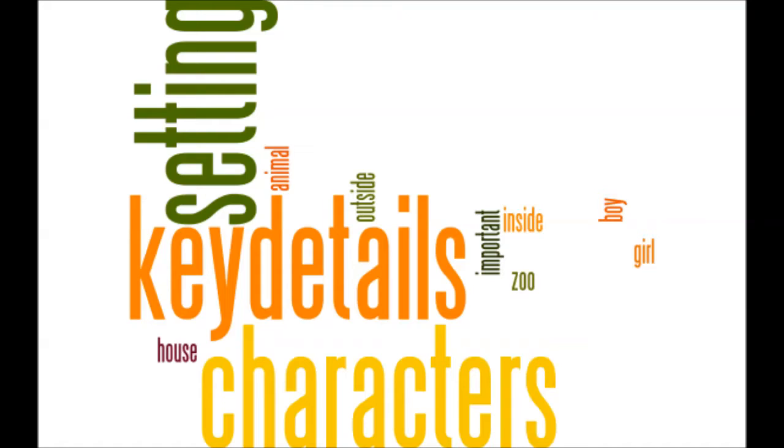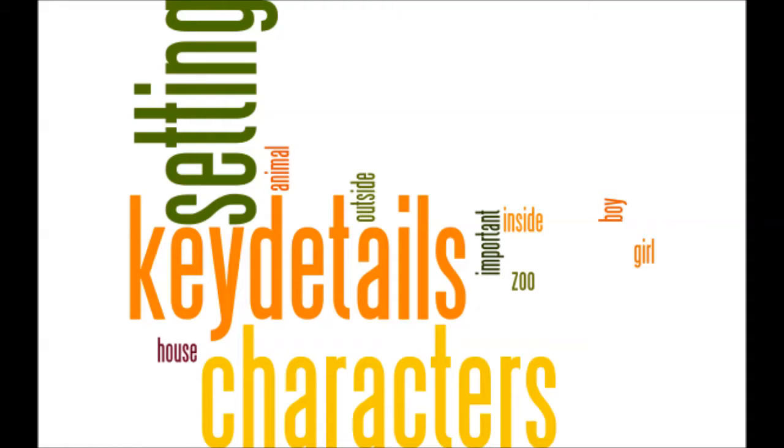Fiction stories have a lot of great things in them. Today we're going to focus on characters, setting, and key details. Characters in a story are usually people or animals. They are what the story is about. The setting is where and when the story takes place. Sometimes it can be day or night, inside or outside, or at a specific place like a house or the zoo.